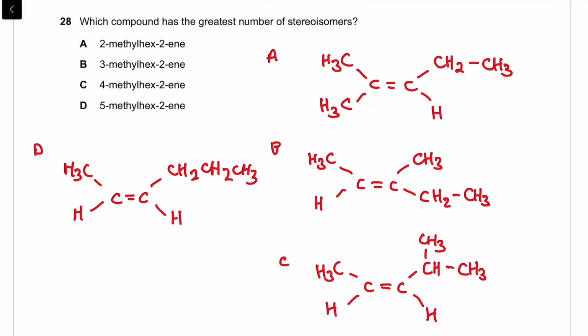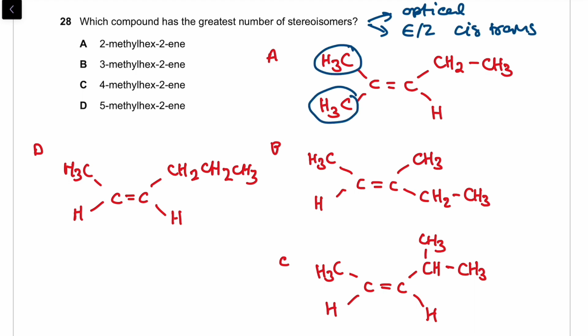Question 28. Which compound has the greatest number of stereoisomers? There are 2 types: optical stereoisomerism and EZ stereoisomerism, also known as cis-trans isomerism. I have drawn out the structures of options A to D just to save time. As you can see, in A we have no stereoisomerism because there are 2 of the same groups attached to the carbon-carbon double bond, so there isn't even EZ isomerism. There's no optical isomerism because there's not a single carbon atom with 4 different groups bound to it.